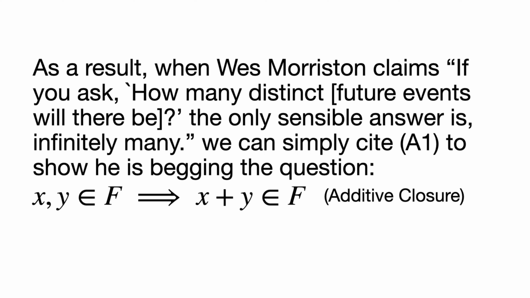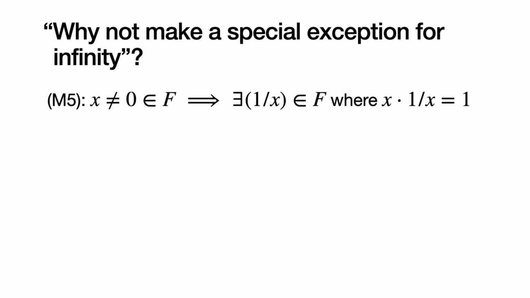I think some of these are interesting and some of these are actually better than others to talk about, and hopefully get a better picture of infinity. The first one is, why not make a special exception for infinity? When we look at field axiom for multiplication M5, we make a special exception for 0 where we don't have a reciprocal for 0, so why not do the same for infinity?